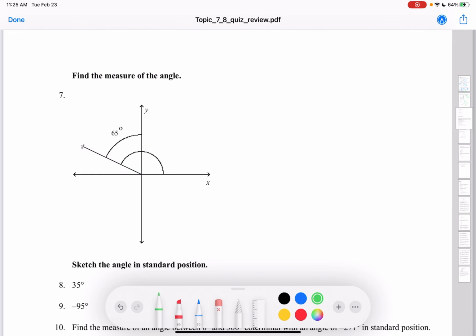All right, let's look at number 7. Number 7 says find the measure of the angle. They tell us that's 65. We know this is 90. 65 plus 90 in my mind is 155. Didn't even have to break the calculator out for that one.